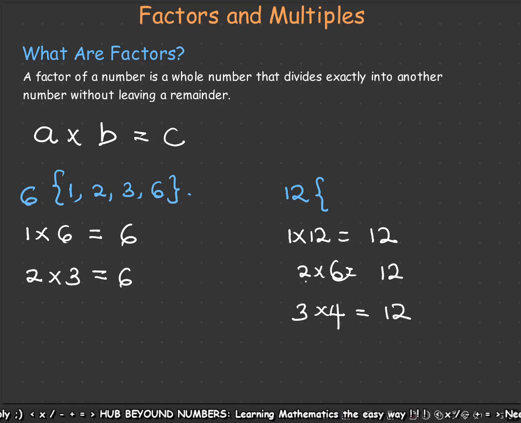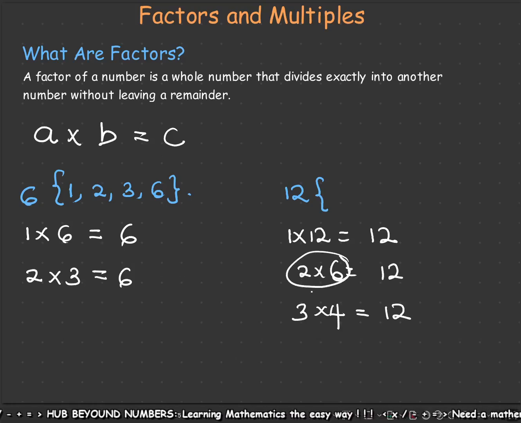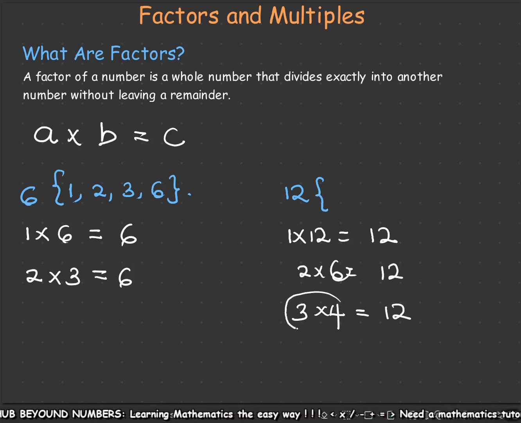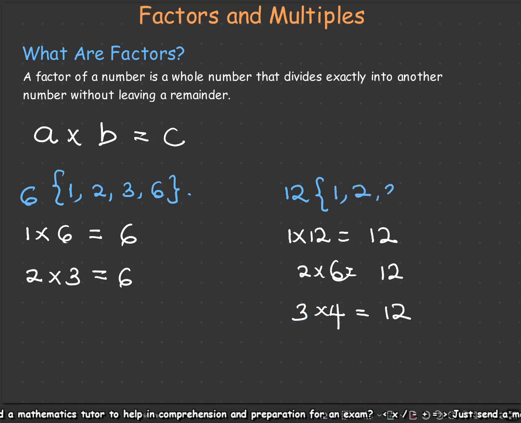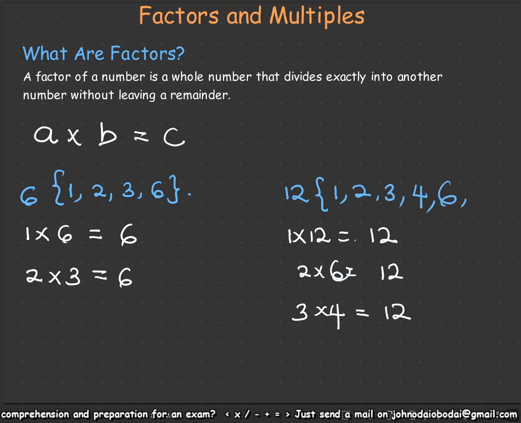Is there any 6 times 2? It is the same as 2 times 6 over here. And 4 times 3 is also the same as 3 times 4 over here. So we are done with the multiplication table that gives us 12. Hence, to list out our factors, we have 1, followed by 2, followed by 3, followed by 4, followed by 6, and then finally 12.